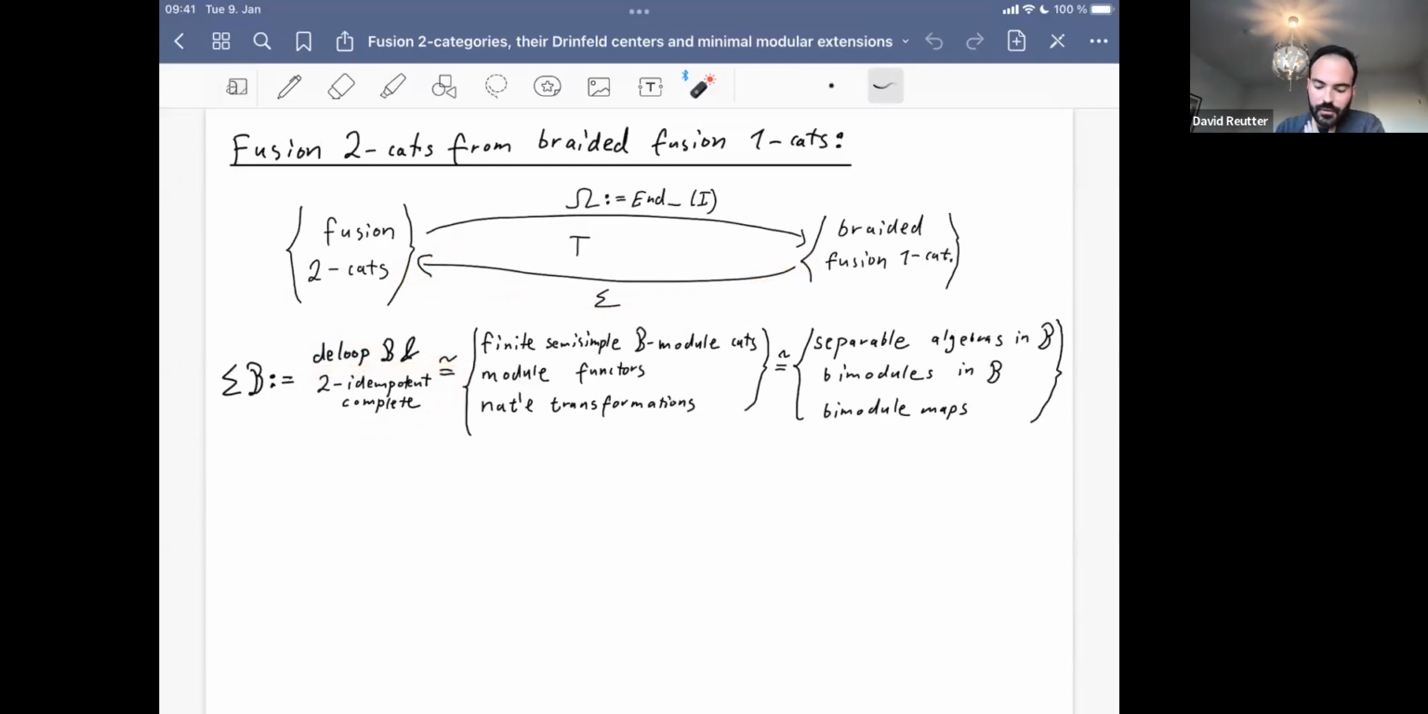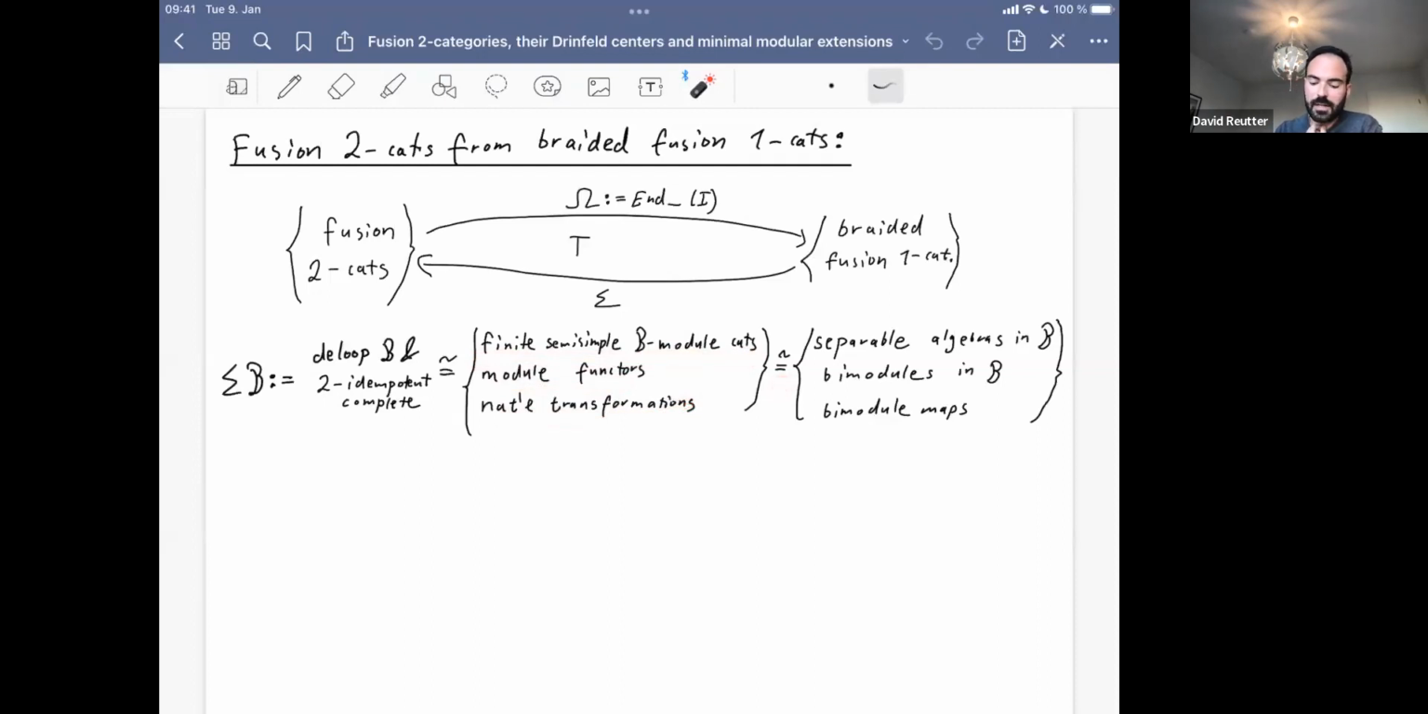And there are two different equivalent ways of talking about this operation. Another way of thinking about it is that it is equivalent to the monoidal two category whose objects are finite semi-simple B module categories. These morphisms are module functors, and the two morphisms are B module natural transformations.